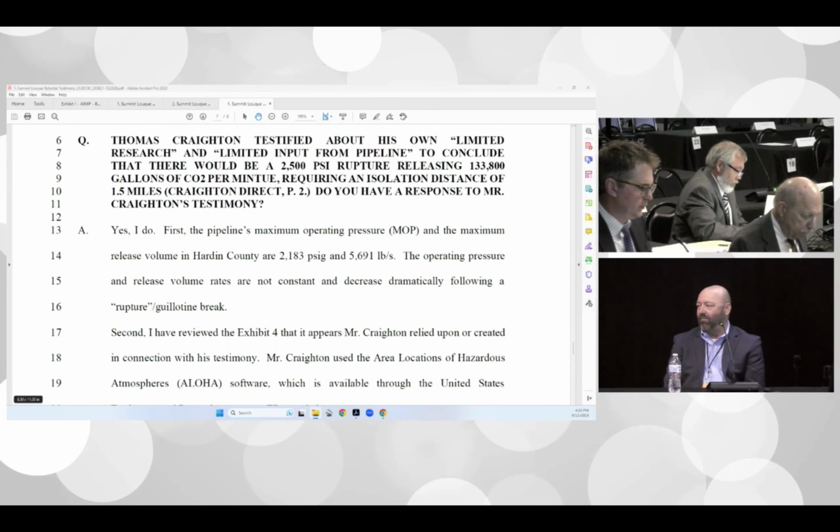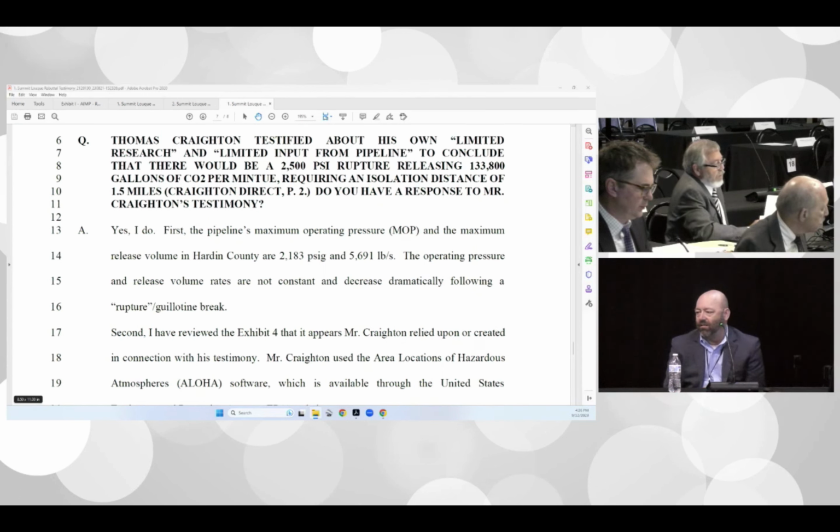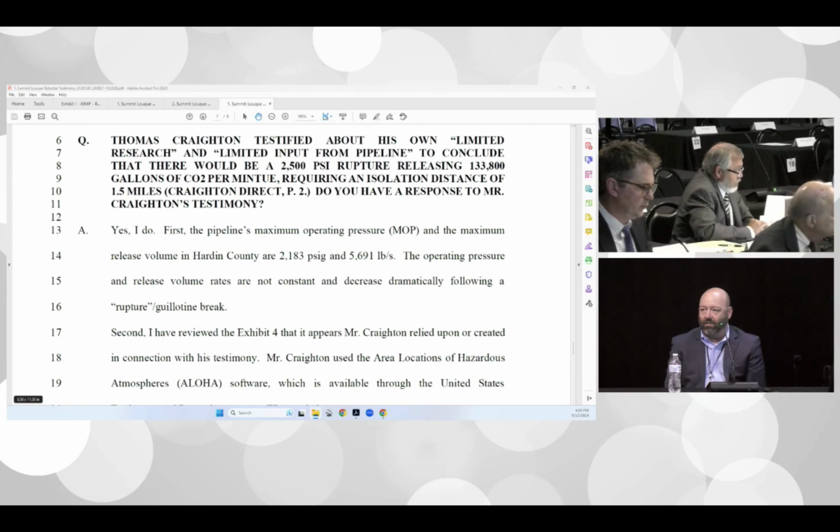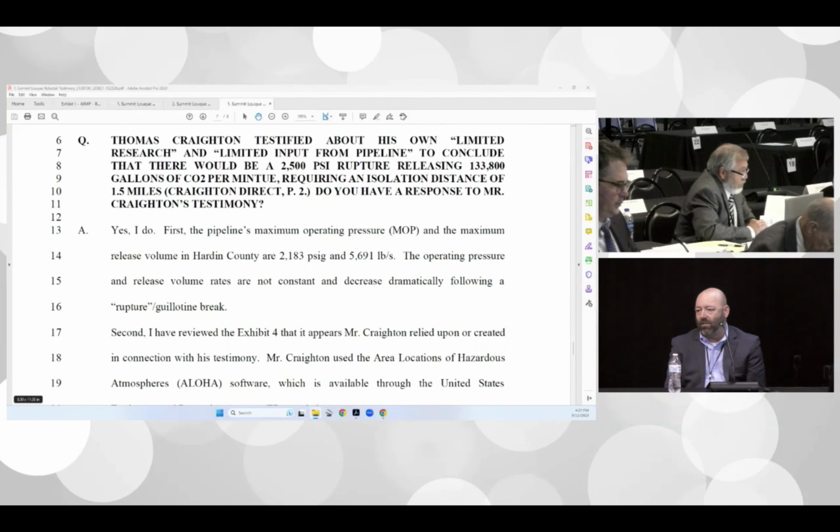I understand you want to pick and choose the numbers you input, but let's input the worst case scenario, because you haven't even done that yet, have you? We have not used the burst pressure. I mean, theoretically, again, you could, right? You would never exceed the MOP. That's why it's there. But you could run that model. Sure, we can input any pressure.